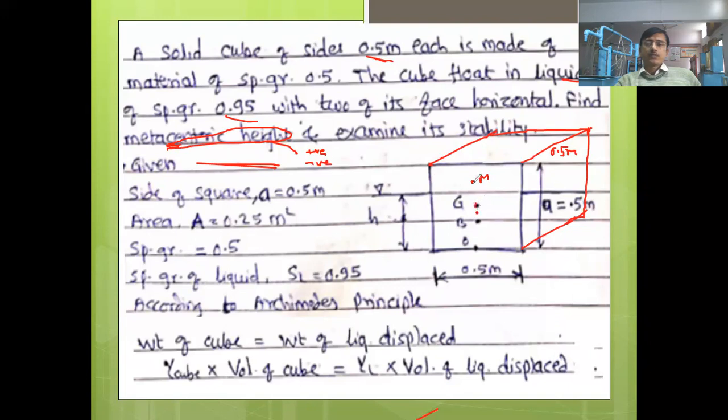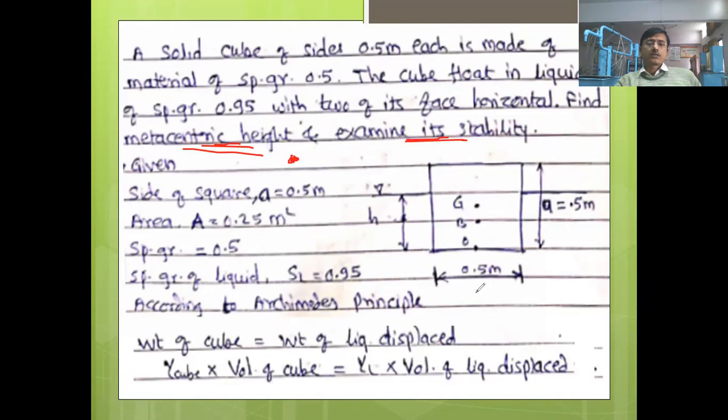Okay, and when M is above, when the metacentric height is positive, that means M is above, that means the body is in stable equilibrium. When the metacentric height becomes negative, what will the position of M be? It will be below G. And when M is below G, we can say that it is in unstable equilibrium. So we just have to find the metacentric height here, and after observing the positive or negative value of the metacentric height, we can say whether it is in stable or unstable equilibrium.